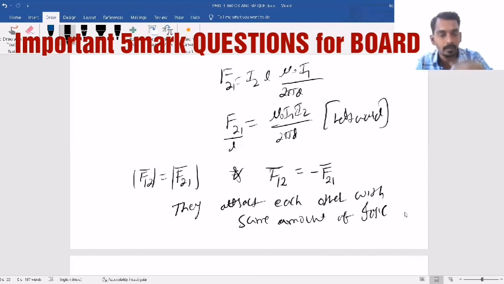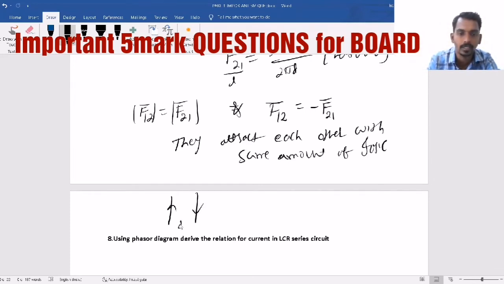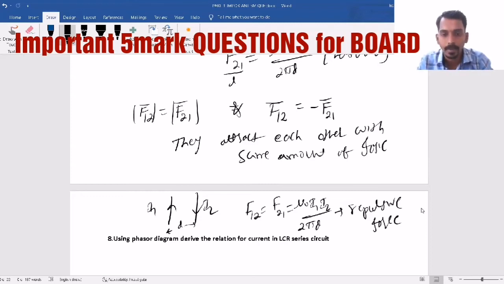That is the magnetic force between two current carrying infinitely long wires. If you take anti-parallel currents, like you take one wire like this, one wire like this, same separation, now I1 and I2, then also F12 equals F21 equals mu naught I1 I2 by 2 pi D, but this will become a repulsive force. So that is the difference between parallel and anti-parallel currents. So just try to understand and try to solve it.